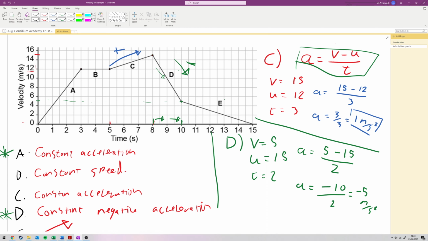Now that is how you would get a negative answer. This is slowing down, so you know if you've got a minus acceleration, you must be slowing down. Okay, so I've done C and D. I'd like you to have a go at A, B, and E. So pause the video, have a quick go.